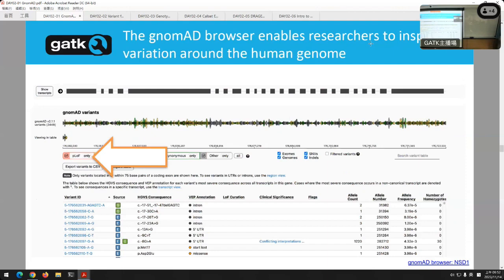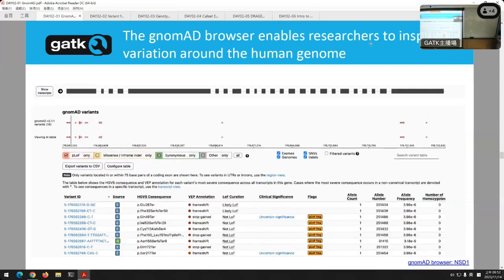If we're only interested in variants of a certain mutational consequence, so here, let's say we're only interested in variants that we think are likely to cause loss of function of the protein encoded by NSD1, we can click this "filter only" button, and we can filter to only variants that are annotated as probable loss of function. So we now only see red dots across the gene, and the table also only shows variants that are probable loss of function variants.